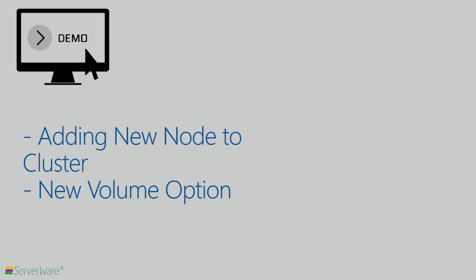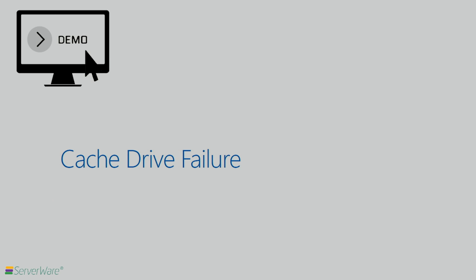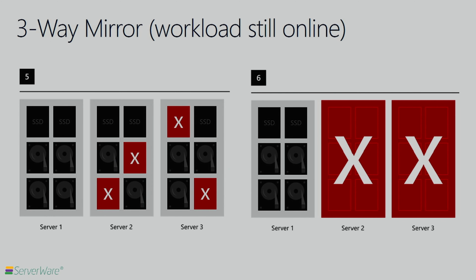In order to illustrate the next set of demo, I'd like to show you what if you have a cache drive failure? So Azure Stack HCI basically has a few interesting relationships between the cache as well as the storage capacity. When we go on a three-way mirror, you are able to afford 2 servers failing, but the other one will still be running. In the next demo, we are going to quickly run through, for example, simulating the cache drive failure.